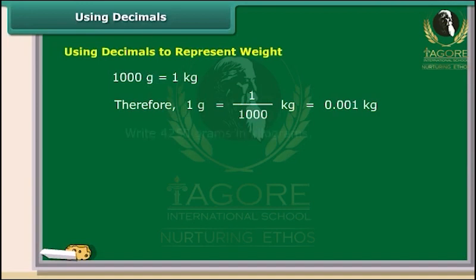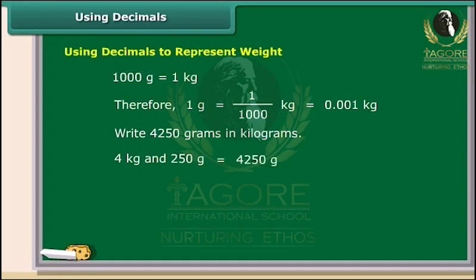Let us convert 4,250 grams into kilograms. There are 4 kilograms and 250 grams in 4,250 grams. Therefore, 4,250 grams are equal to 4.250 kilogram.